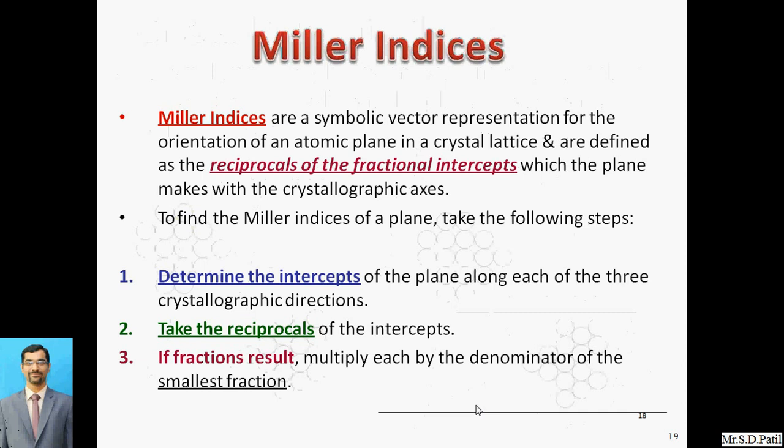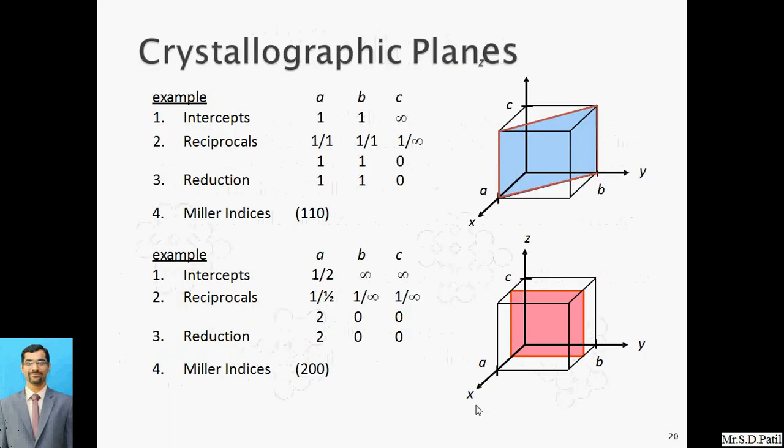Now we go with the Miller indices. This is one example. First step, we write the intercepts: 1, 1, infinity. In the a direction we have traveled 1, in b again 1, and there is no intercept in the c direction. It is not meeting anywhere in the c direction, and that's why this intercept is taken as infinity. The reciprocals are 1 upon 1, 1 upon 1 and 1 upon infinity, which are 1, 1 and 0, because 1 upon infinity is a very small value, so we consider it 0. So the Miller indices for this structure are 1 1 0.